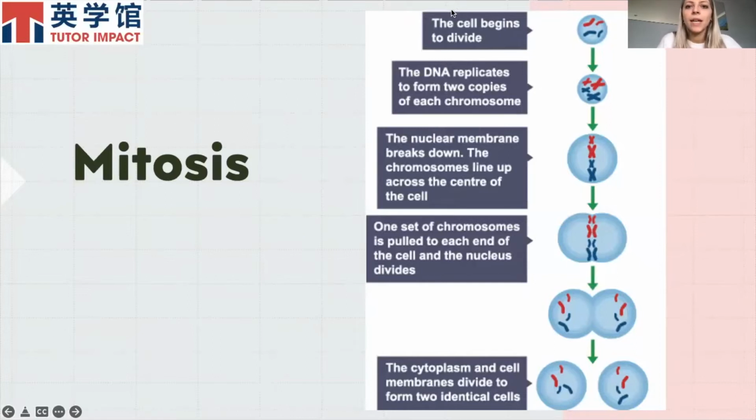So at the beginning, we have the cell beginning to divide. So you can see that's in this first picture here. And this is the first stage in the cell cycle process. So this is actually interphase. So you know how we said there's three stages before. This is actually interphase.